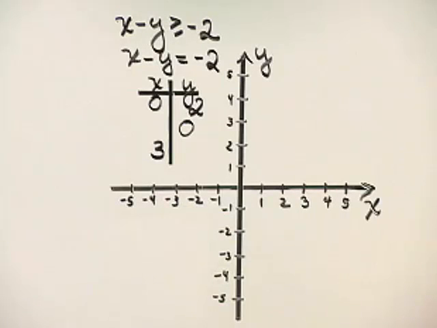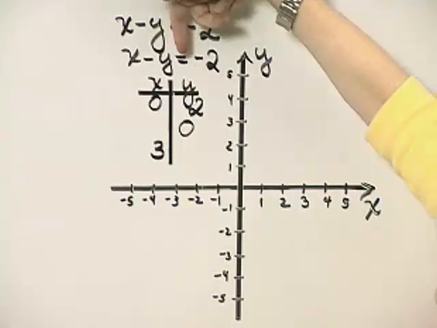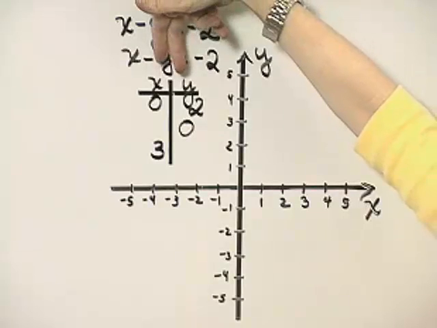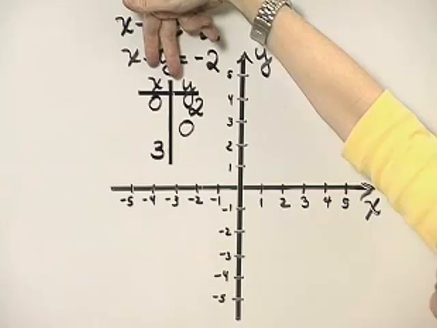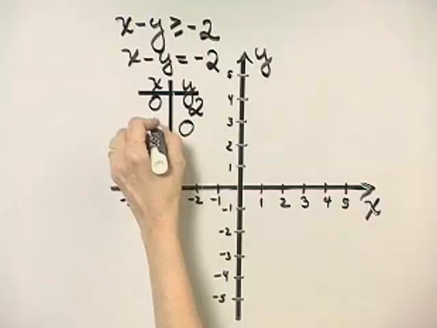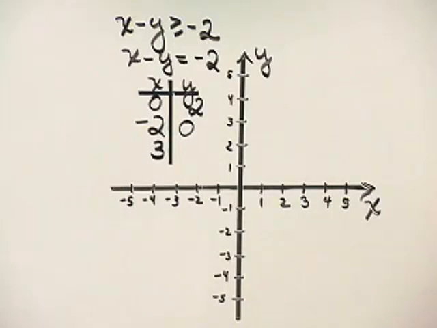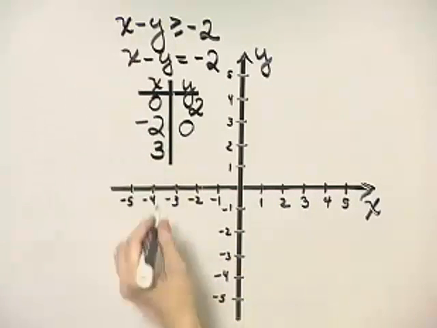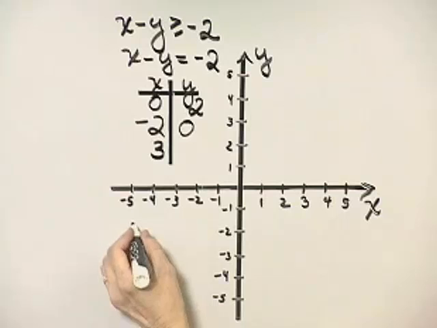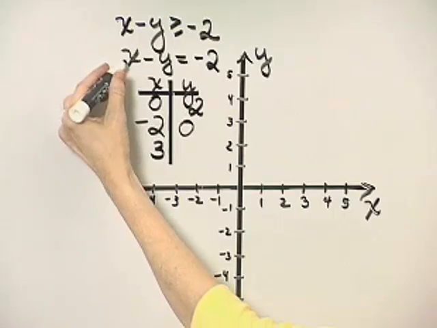Now let's see if we can do this one mentally. If y is 0, I have x minus 0 is -2, or x is -2. And then let's try one more. Let's let x be 3. If so, now concentrate on the equation.